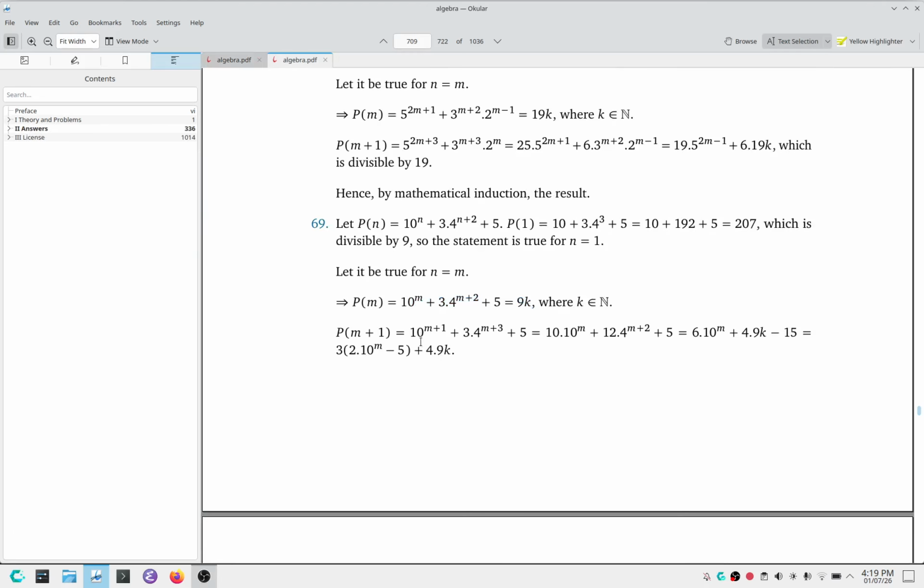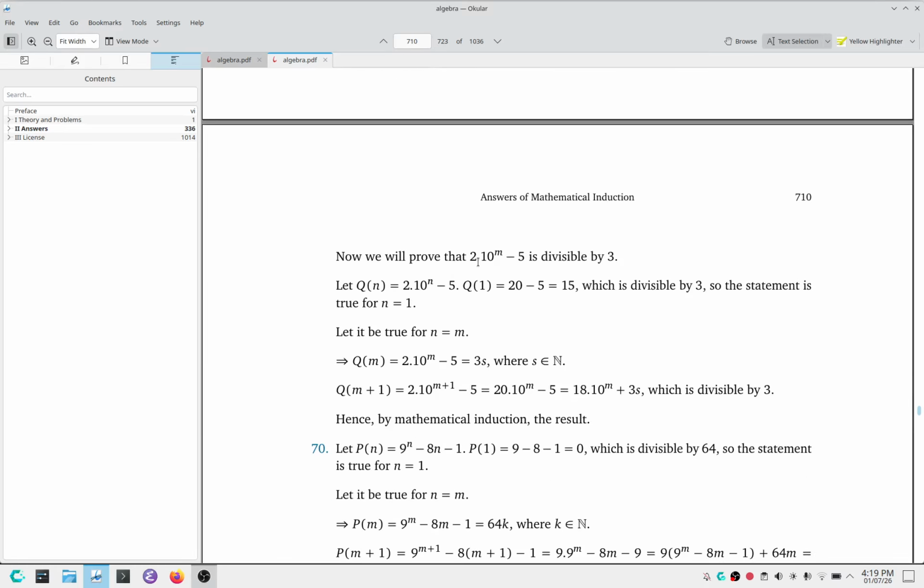And then we put n equal to m plus 1, we take 10 out from this and 4 out from this. We get 10 times 10 raised to the power m plus 12 times 4 raised to the power m plus 3 plus 5, which is equal to 3 times 2 times 10 to the power m minus 5, plus 4 times 9k.